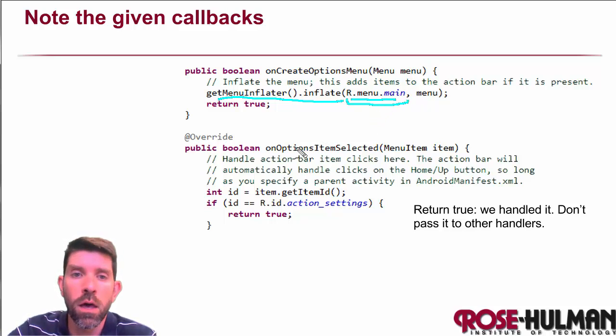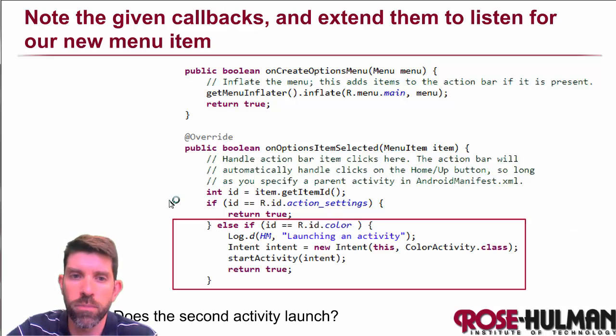On option item selected, we'll see that the code that we're given goes ahead and grabs the ID and asks, hey, is it the settings one? And if it is, return true, which just means that you've handled it. Now, of course, it doesn't do anything here, and we're not going to change the settings one today, but we're going to use the same idea when we write ours.